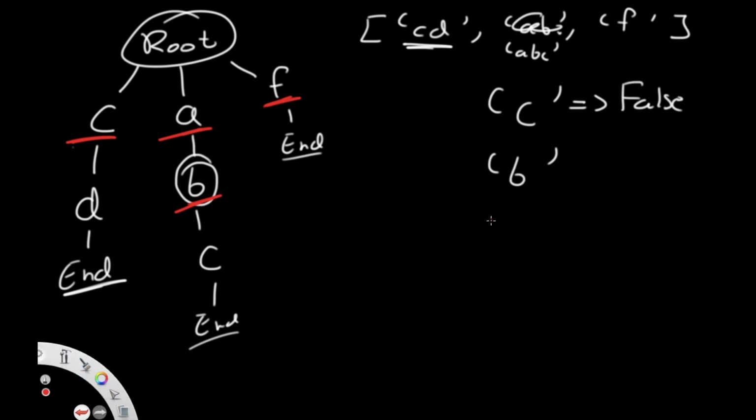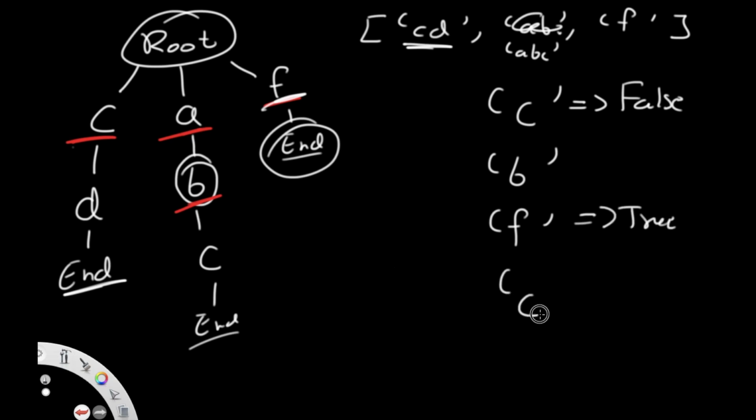Well, before doing that, let's first query for F. And if I query for F, I'm going to end up getting true because we have the end node. So this is going to be true. And now let's say I query for the letter C. Just remember that when we queried for C in the very beginning, we only had one instance of it, which was over here, right? But now we have two of them.